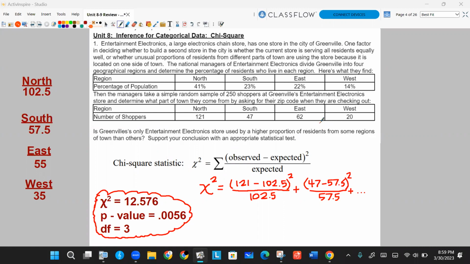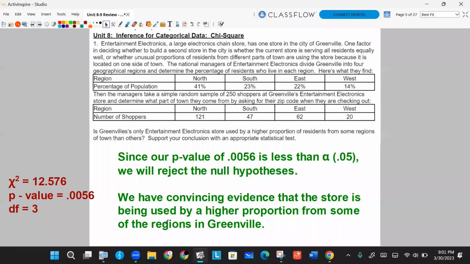Now that you have your p-value, let's make your conclusion. You know what to do from there. Of course, with our low p-value, we are going to reject the null hypothesis since it's less than 5%. We have convincing evidence in this case that the store is being used by higher proportions from some of the regions in Greenville. And if you had to do a follow-up question, you could see which analysis that would be.